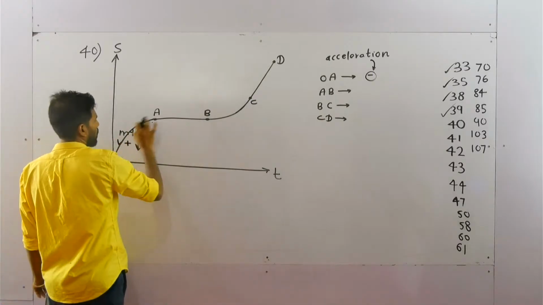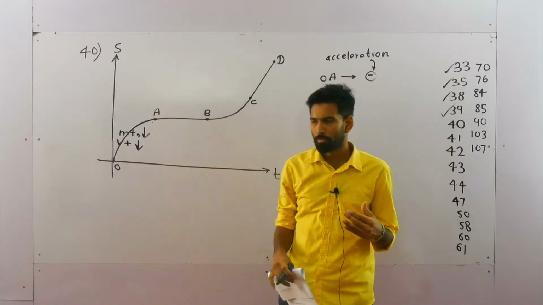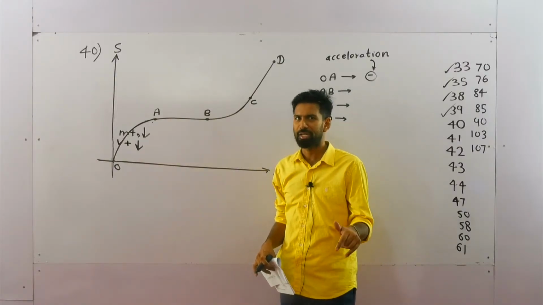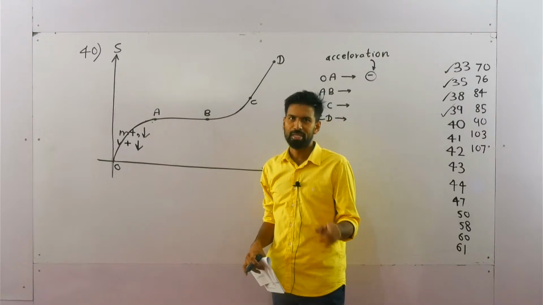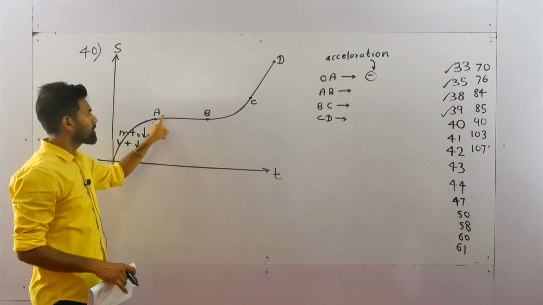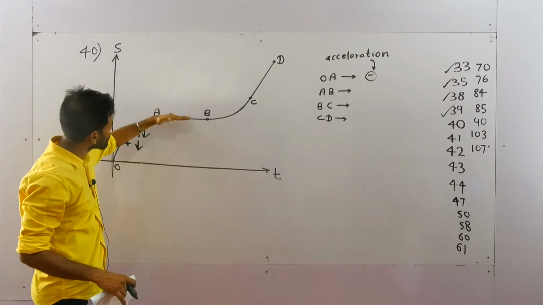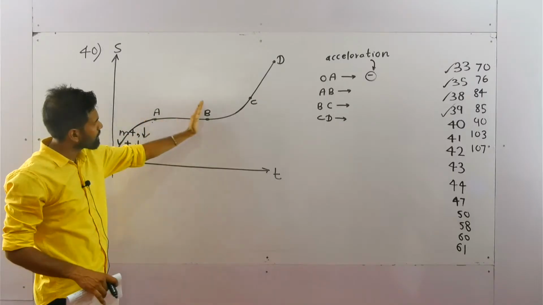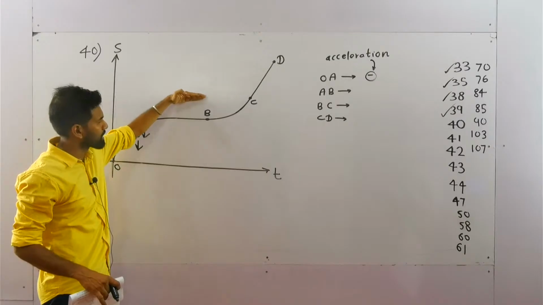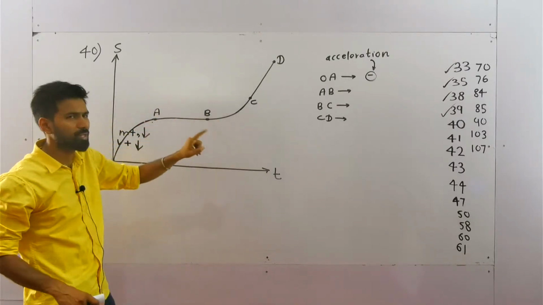Then from O to A, in the displacement time curve, the gradient is the velocity, positive and decreasing. That means it's a deceleration, acceleration is minus. From A to B, the object is at rest. The time passes, but the displacement does not increase or decrease. So what do you mean by that? It's at rest.